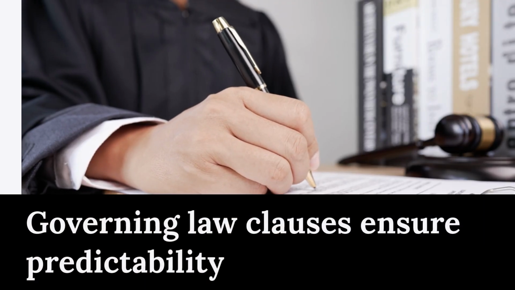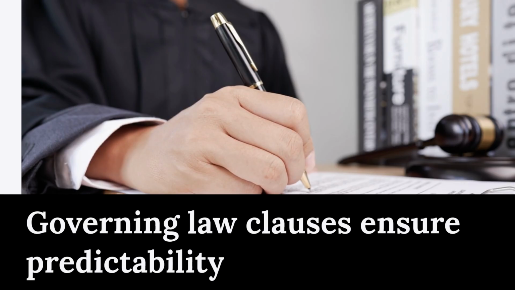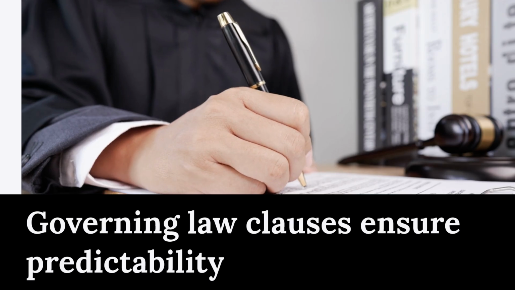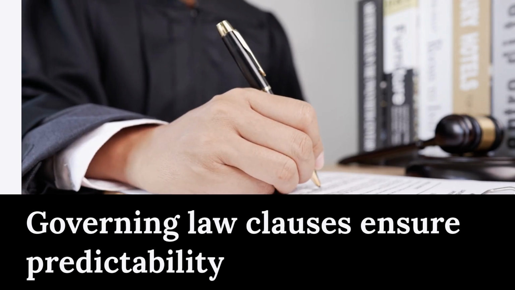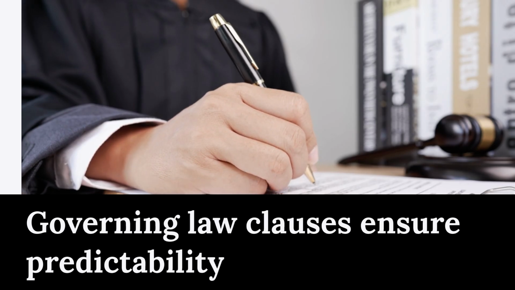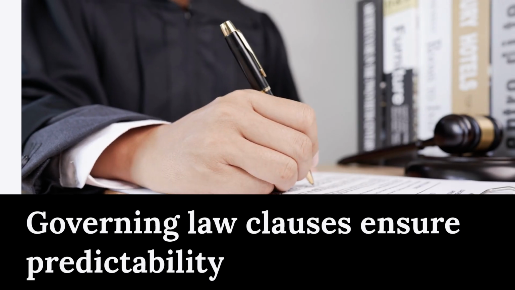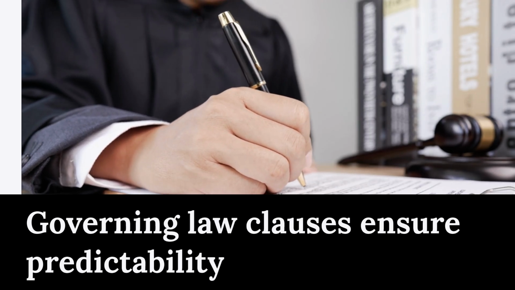Contracts often include a governing law clause for predictability. Without it, conflict of laws rules apply. Express choice is straightforward, agreed by both parties. Implied choice is inferred from contract terms. Closest connection test applies when no choice is evident.